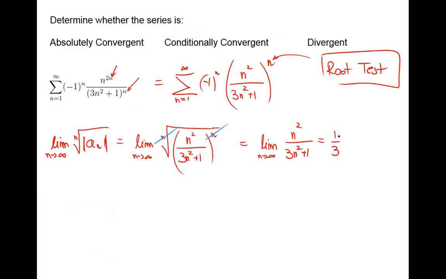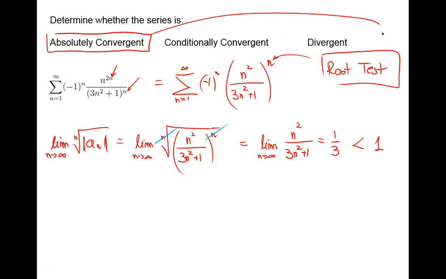Of course, the functions are the same, so it's just the ratio of the leading coefficients: 1/3, it's less than 1. Again, we have absolute convergence by the root test. Okay? But please remember, if the entire formula is taken to the power of n, use the root test, not the ratio test. Use the root test. Okay?